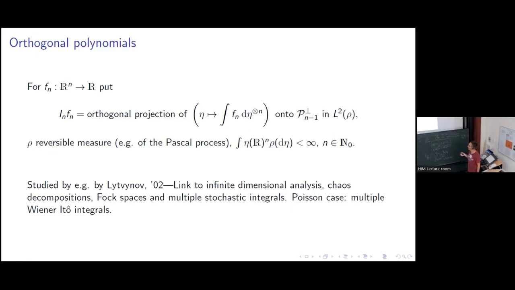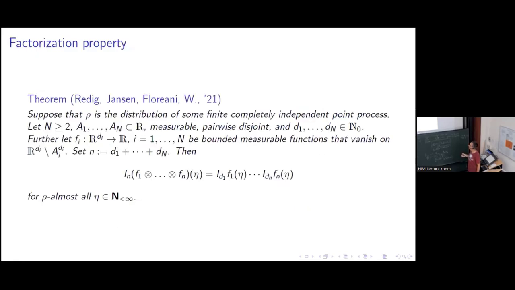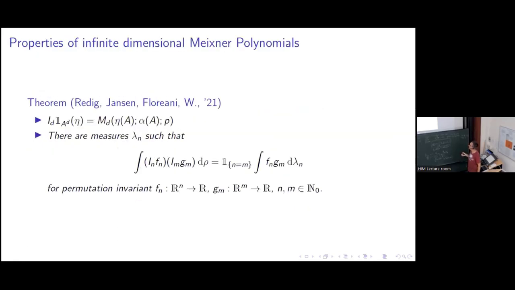There's also a link: if rho is the distribution of a Poisson process, then the I_n are multiple stochastic integrals, especially multiple Wiener-Itô integrals. There's also a lot of literature about chaos decomposition and Fock spaces. So that is a well-known object. And finally, okay, that I can skip.